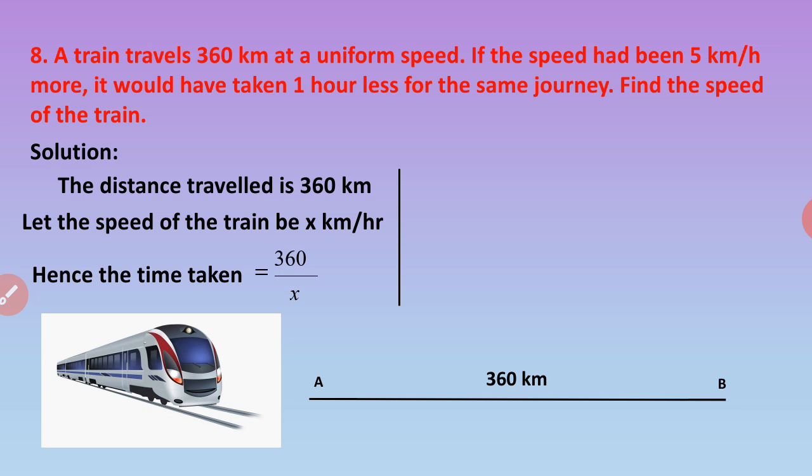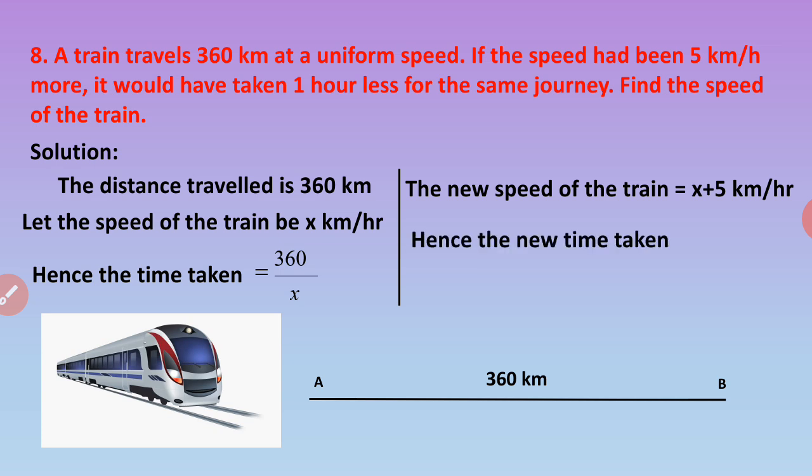But then there is a change in speed and time as well. So let us find out the new time and new speed. Let the new speed of the train be x plus 5. It is increasing by 5 km per hour, so it is x plus 5 km per hour. And the new time is 1 hour less, so it will be 360 upon x minus 1.